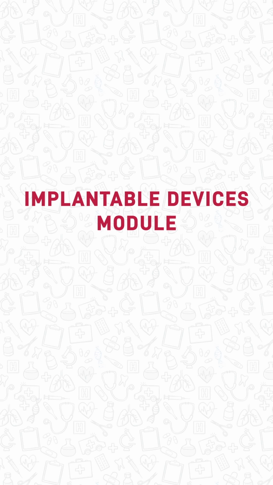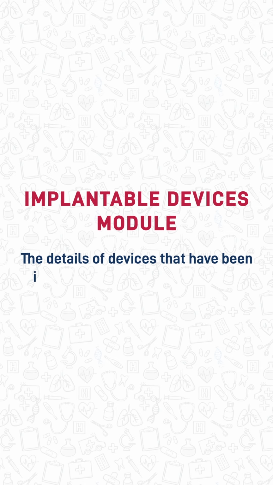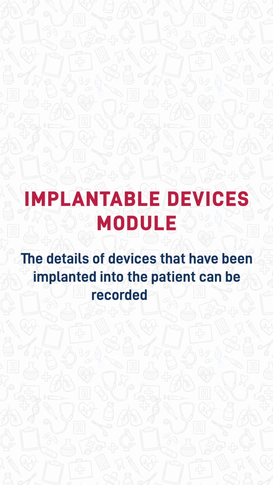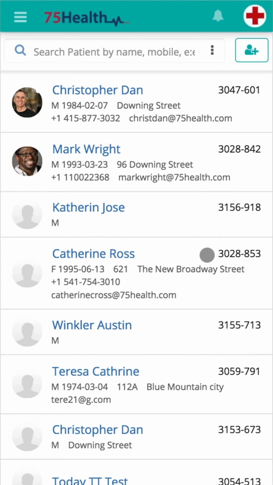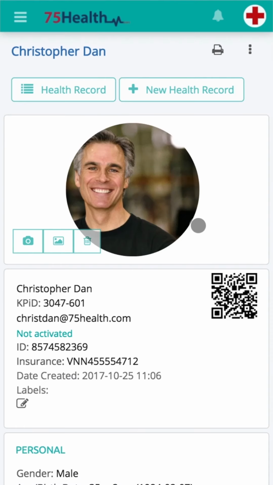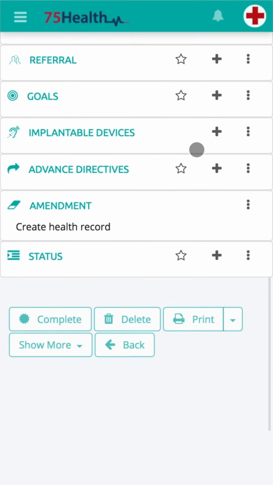Implantable devices module. The details of the devices that have been implanted into the patient can be recorded here. Log into your account, select the preferred patient from your patients list and click on the New Health Record and navigate to the Implantable Devices module.